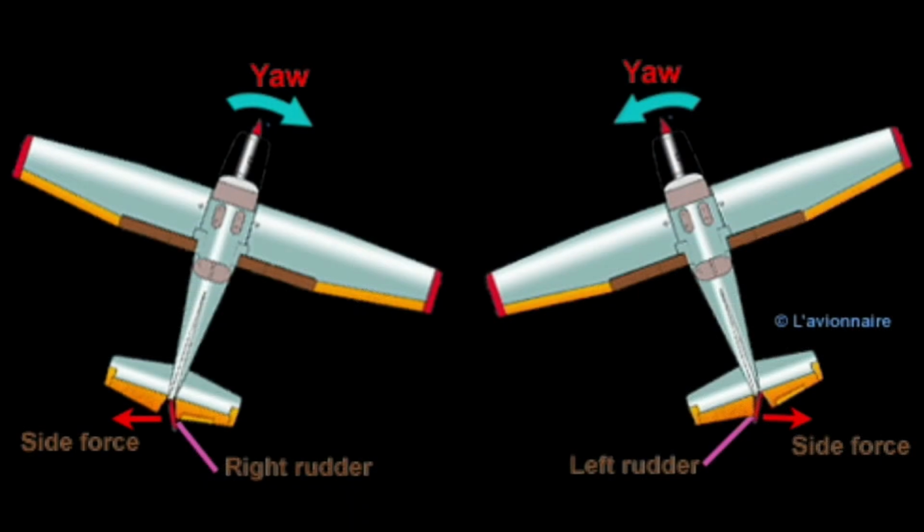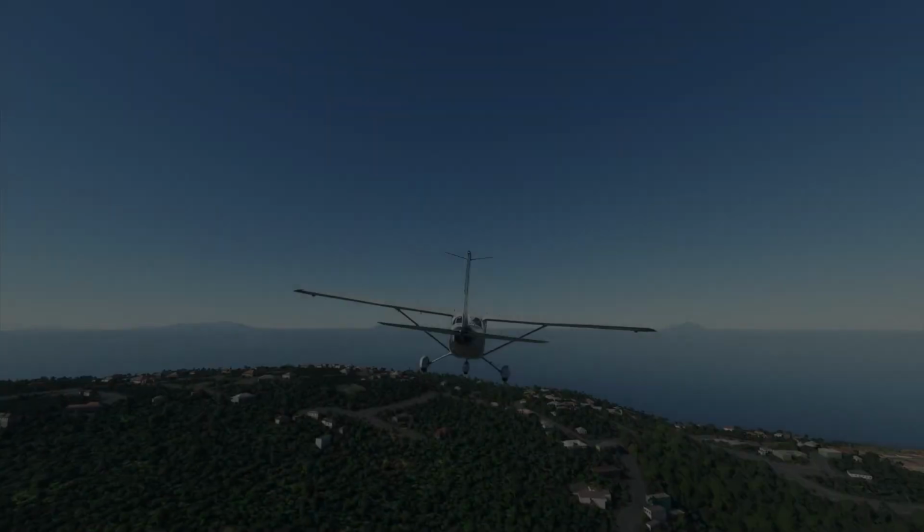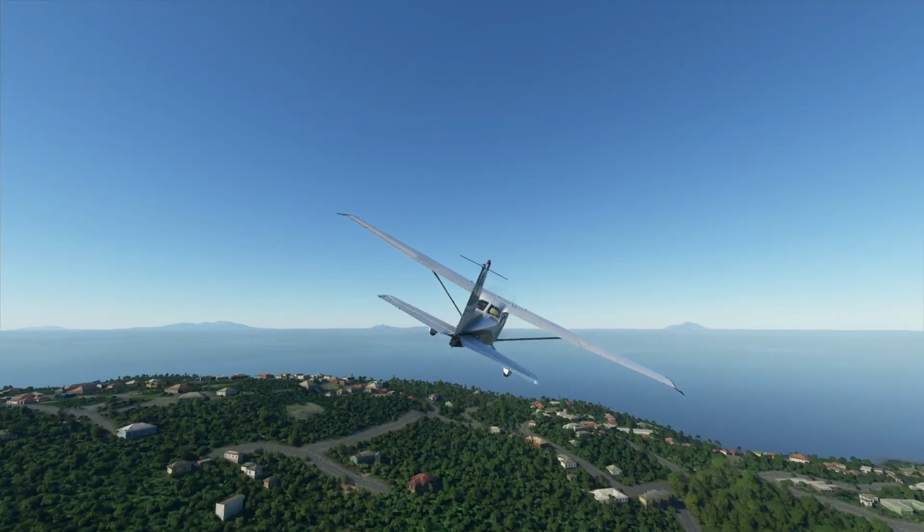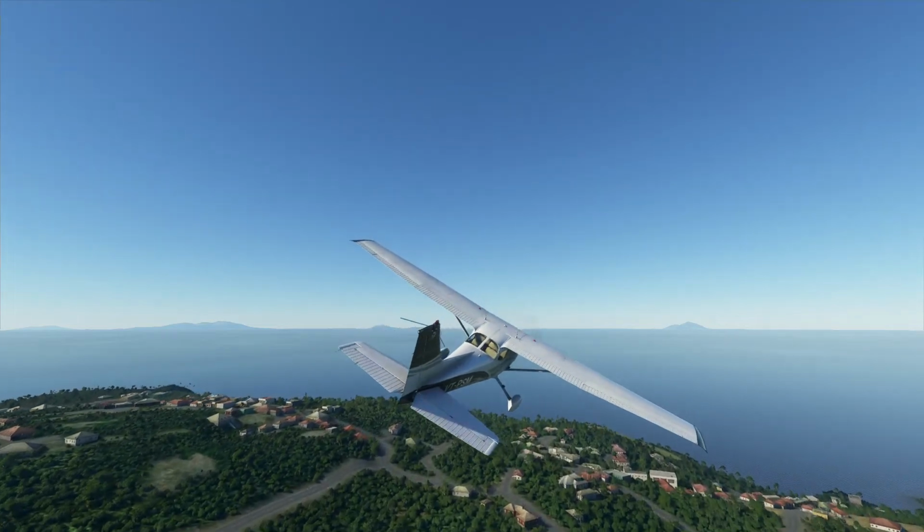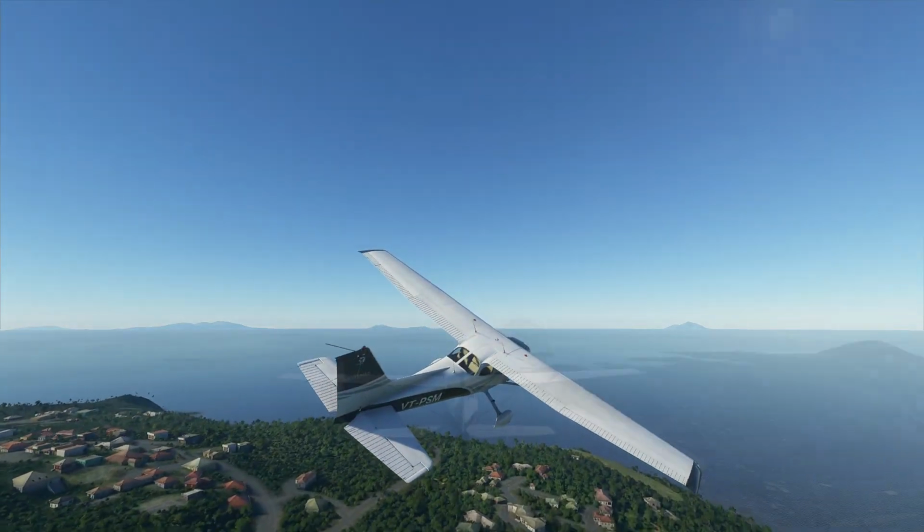By pushing the left pedal, the rudder moves left. This alters the airflow around the vertical stabilizer and creates a sideward lift that moves the tail to the right and yaws the nose of the airplane to the left. Rudder keeps the airplane nose pointed in the direction of turn, not to turn the airplane. Remember, the airplane turns by banking.